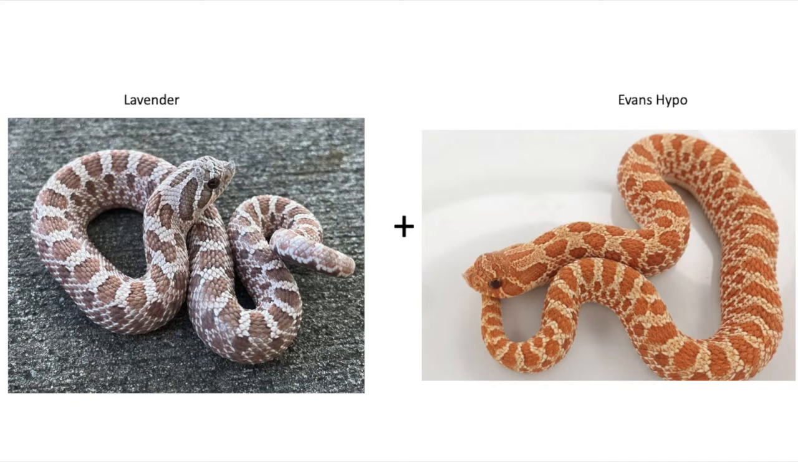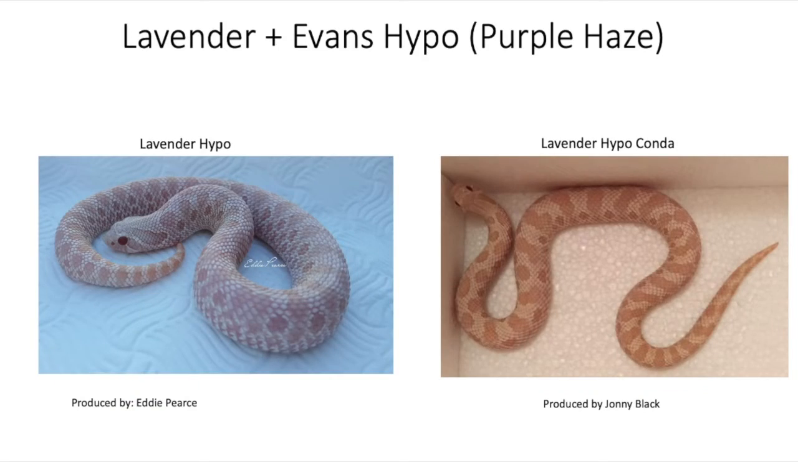Next morph combination is going to be the lavender mixed with Evans hypo. And this is called the Purple Haze, the lavender hypo. And then on the right hand side, we have the lavender hypo conda. Not the best light quality, so you really can't tell the actual true color of that conda, but it has been produced.